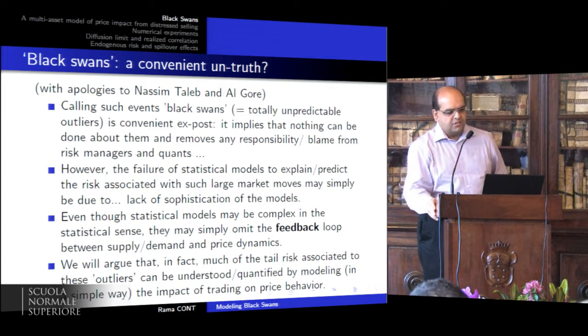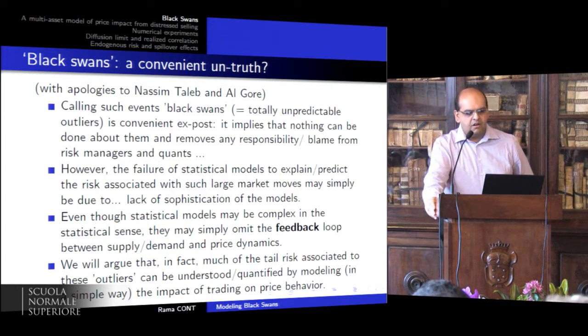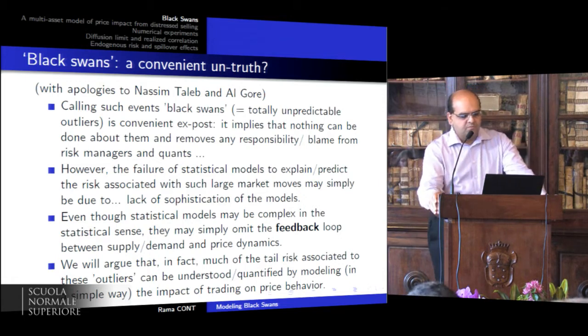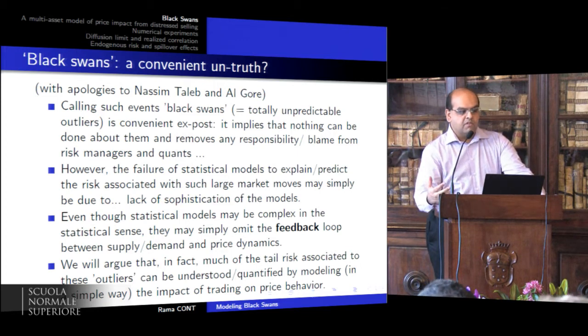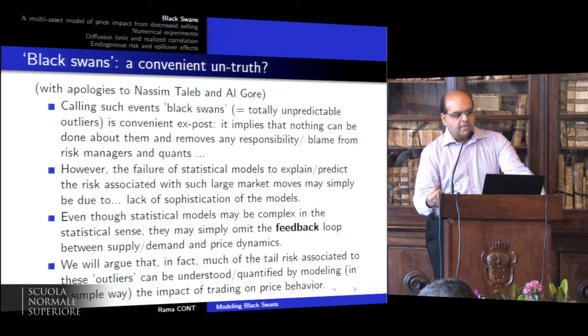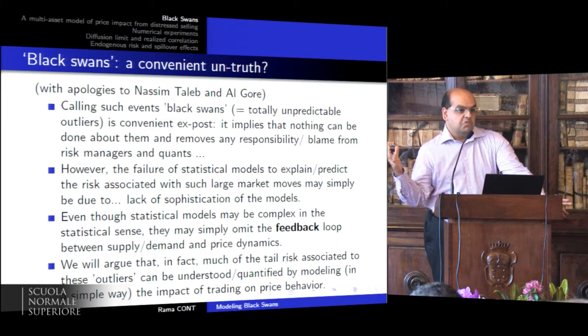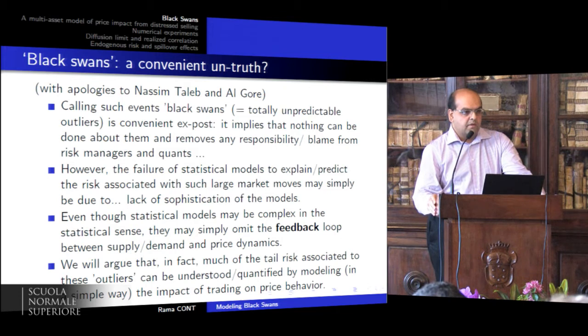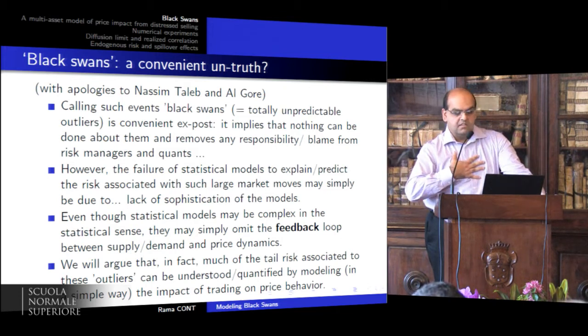And so here I claim on this slide, so it's an American slide for those who know, there's this film by Al Gore on global warming. It was called An Inconvenient Truth. So here I claim that the black swan is the opposite. It's a convenient untruth. Okay, it's convenient because it removes the blame from all the people who are developing and running these models, because they say, oh, it was a perfect storm, or black swan, it's impossible to do anything about it. So it's not my fault.